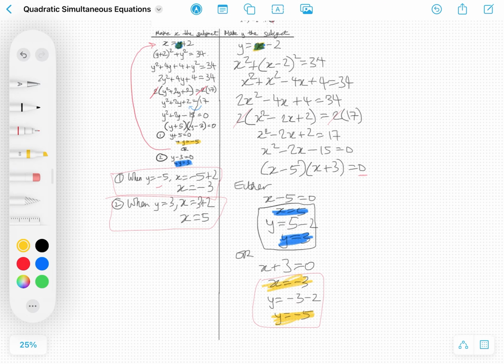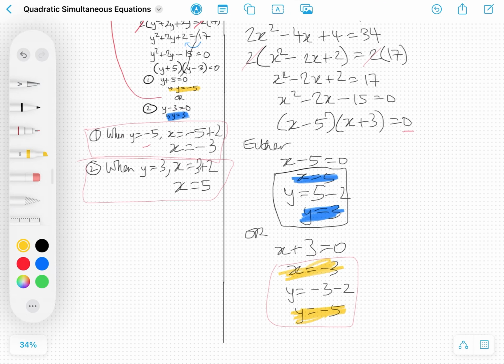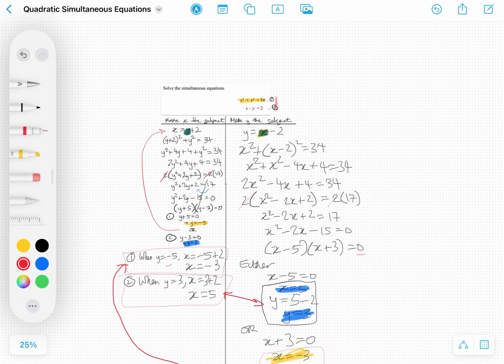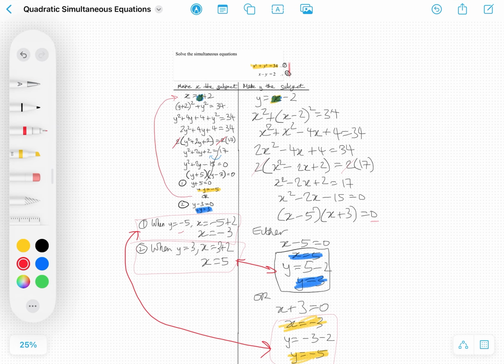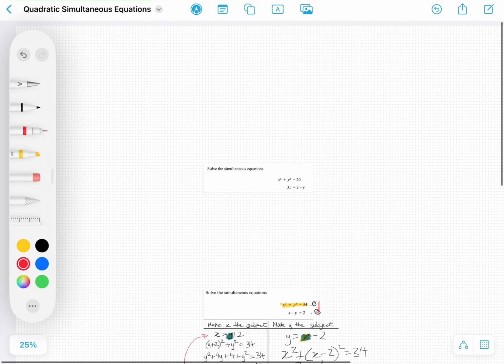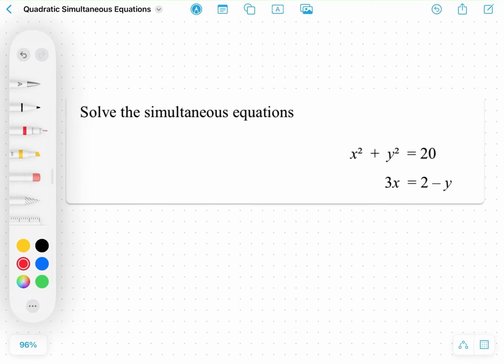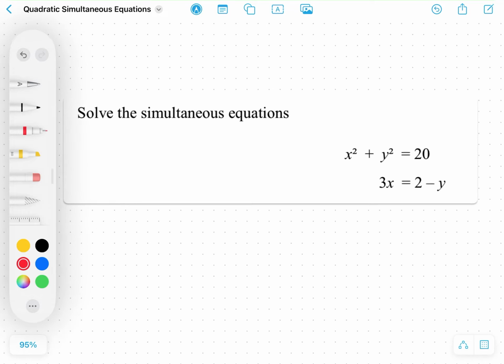And if you check with the other side where we made x the subject first, we see that we have the exact same solutions. This corresponds to this one here, and this one corresponds to this one right here. So they're equivalent. So yeah, that's all on quadratic simultaneous equations that you need to know. Now I have a question for you to solve. Solve this question and let me know in the comments what the right answer is.